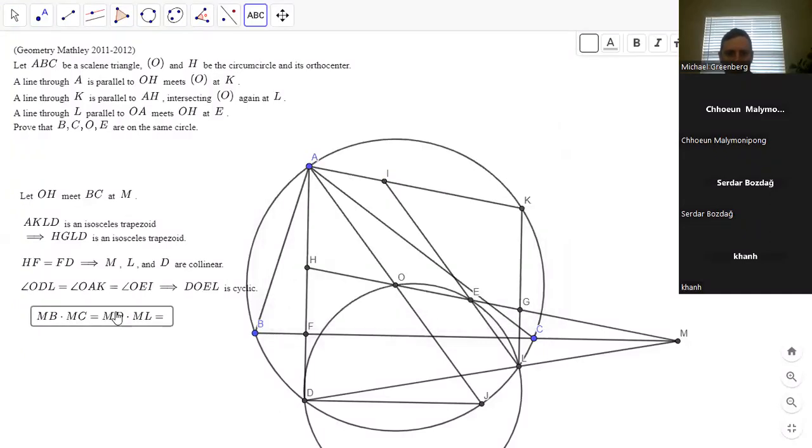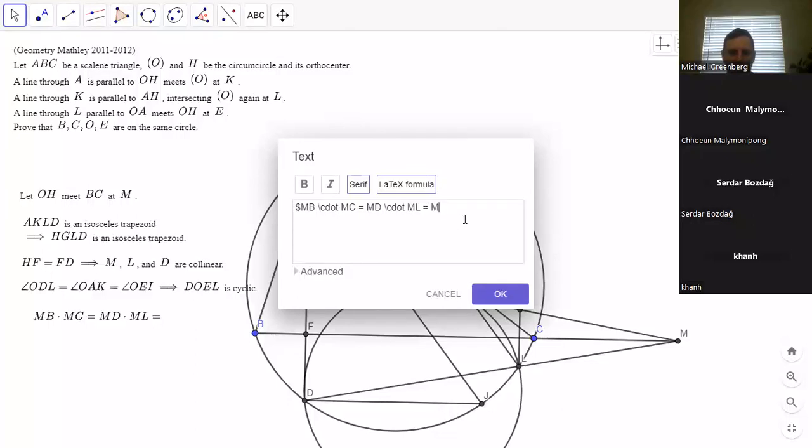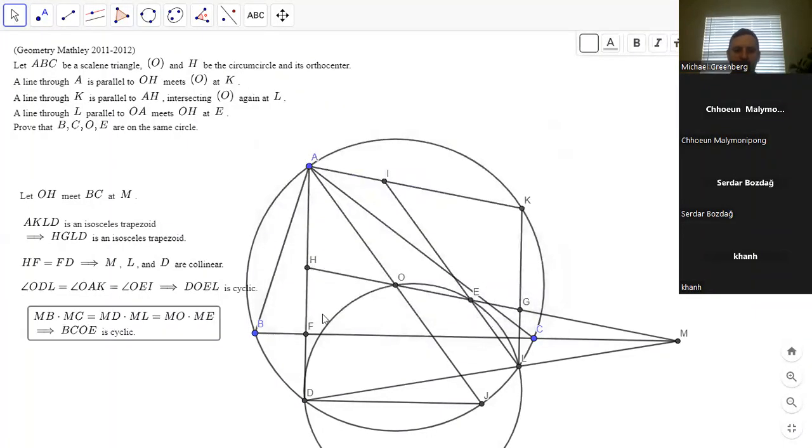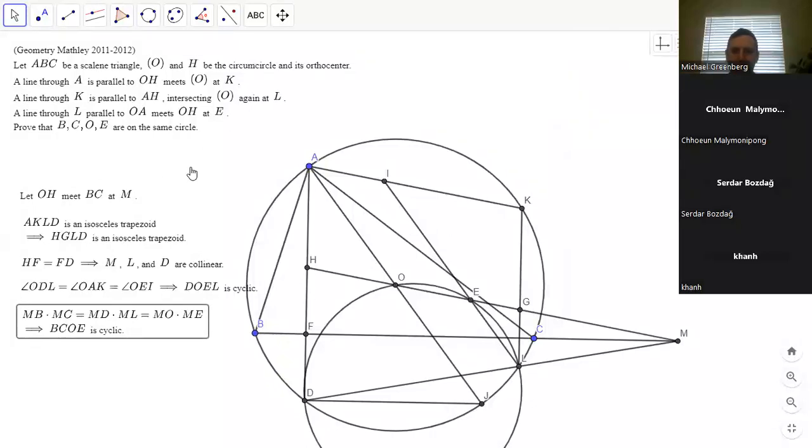And E times MO. So then BCOE is cyclic. All right, this one was easier. Once you draw that point M, the whole problem kind of collapses. So let's see if we can find something harder.